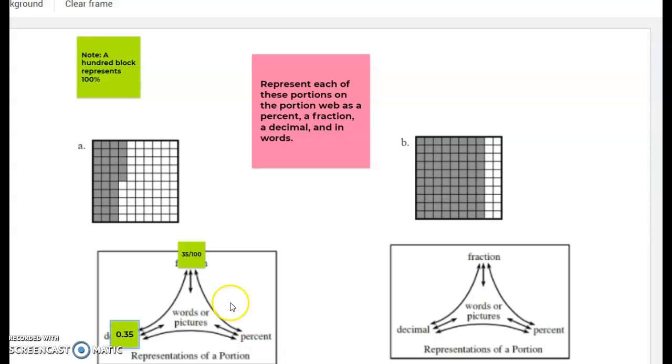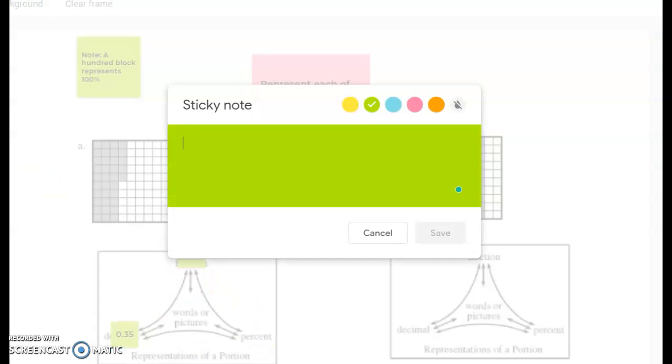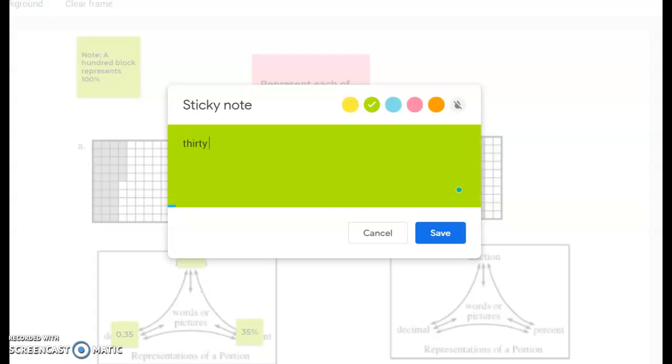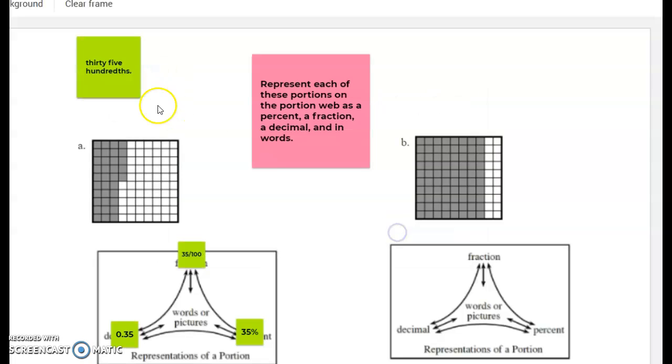For my percent, remember percent means out of 100, so it would be 35%. And then in words, I would say there are 35 hundredths shaded in. So I would write out 35 hundredths. Remember, we're talking about TH after the decimal. And put that in the center.